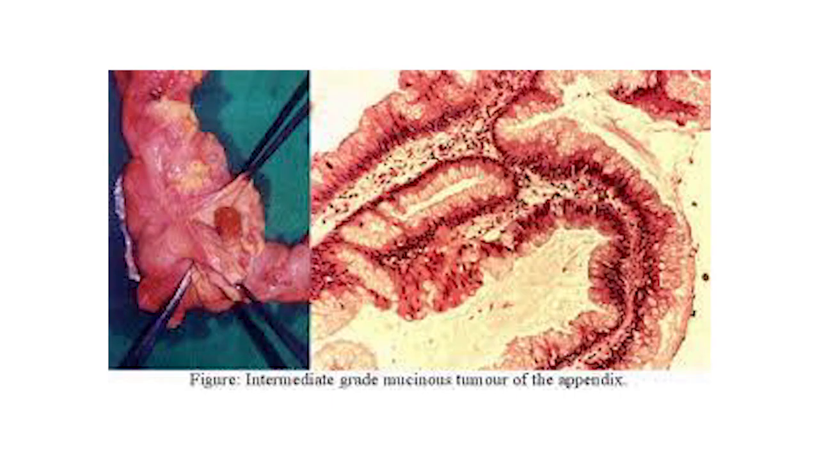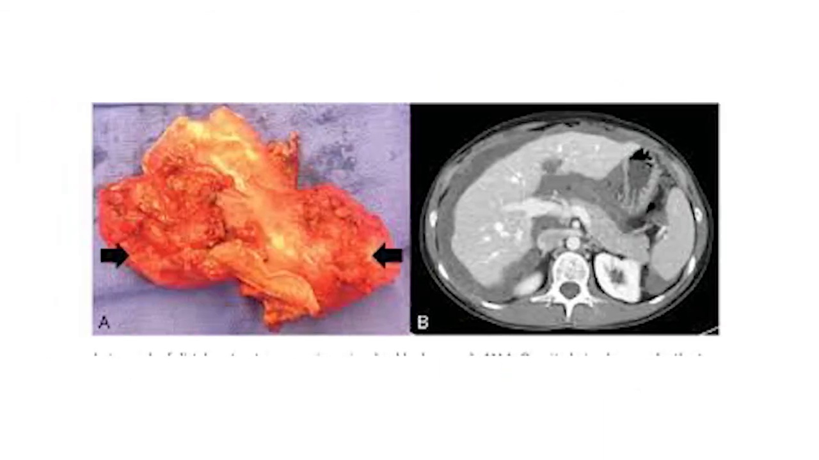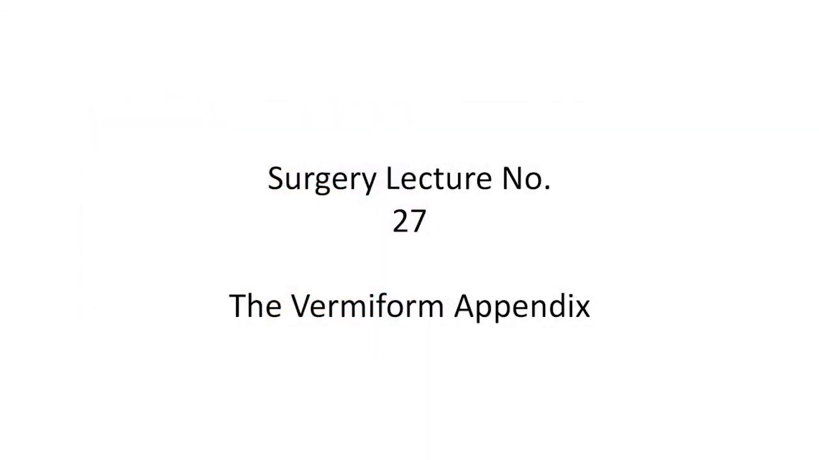Dear students, you can see the carcinoid tumors of the appendix in the image showing. This second image is showing the adenocarcinoma of the appendix clearly, and this third image is showing the malignant mucocele of the appendix. Dear students, to clear the concepts about the vermiform appendix, you can watch the videos on YouTube regarding these points.